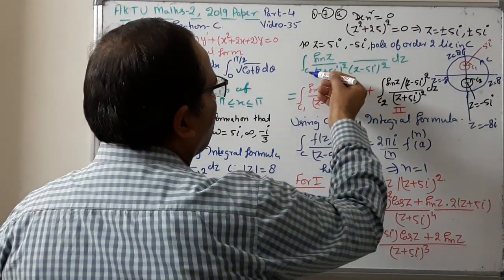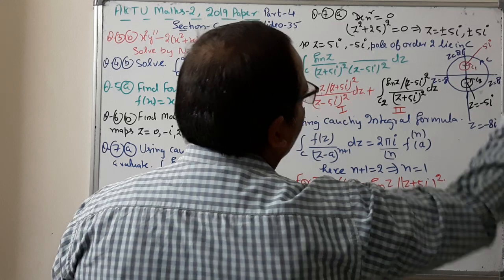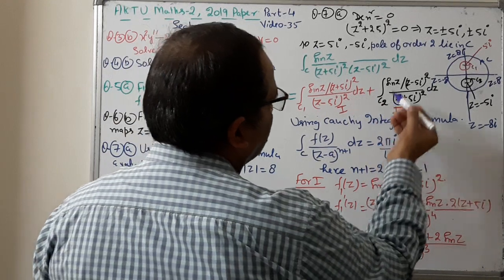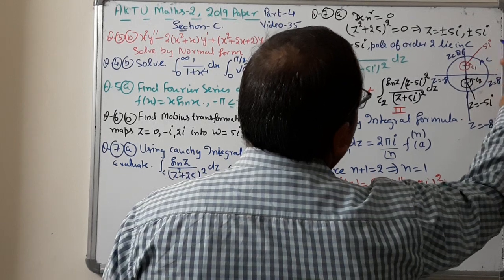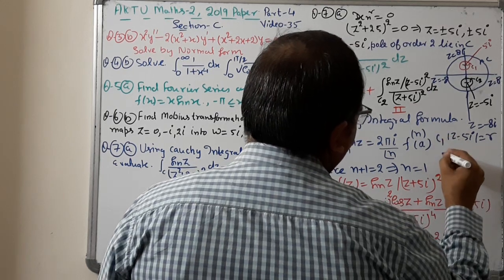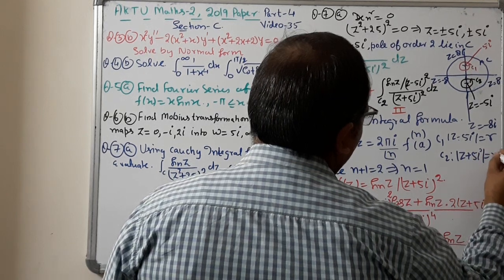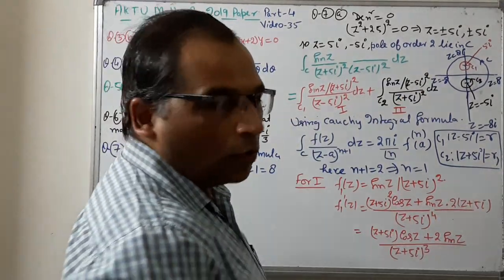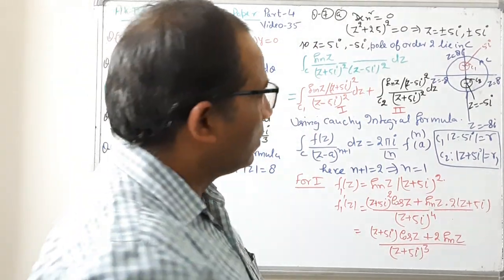So we can write the integration of this dz as the integration over C1 plus the integration over C2, where C1 is modulus of z minus 5i equal to r. This is C1, and C2 is modulus of z plus 5i equal to r1. So we take small circles, that's why we are taking the radii r and r1, where r and r1 are both very small.